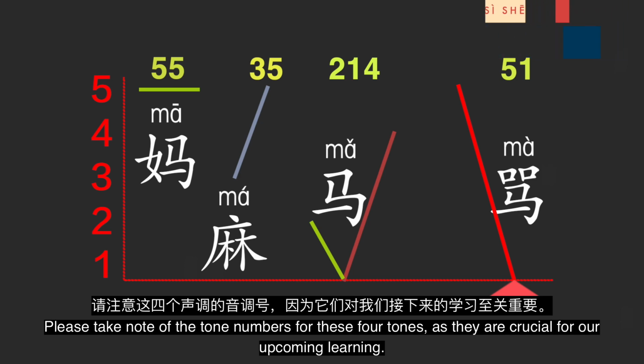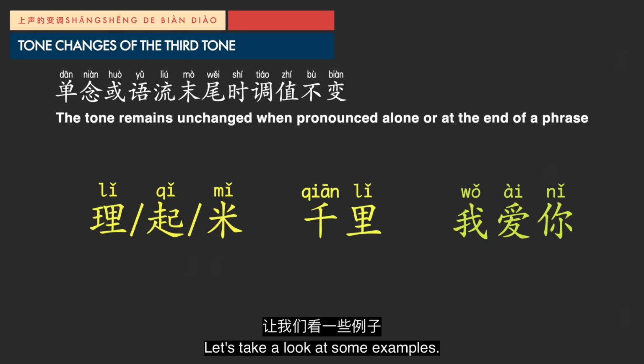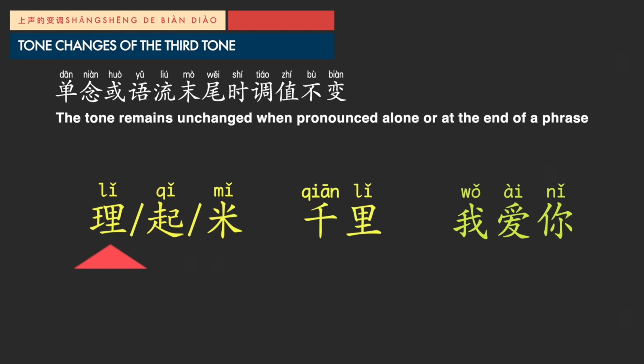Before we discuss tone changes, we need to clarify when the third tone does not require a tone change. The tone remains unchanged when pronounced alone or at the end of a phrase. Let's take a look at some examples. 里, 起, 米, 千里, 我爱你.